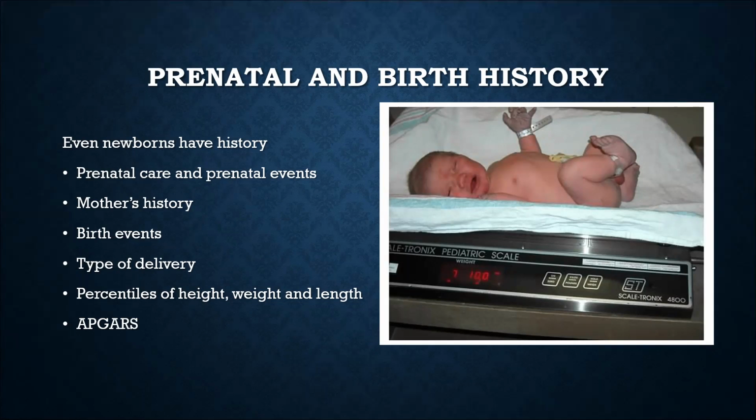Birth events: was it a healthy full-term delivery, any complications, type of delivery, C-section or vaginal. Percentiles of height, weight, and length are helpful to know if the baby is growing appropriately and meeting those milestones. And then APGARs are a helpful tool that stands for viability of the newborn infant. It's a 0 to 10 scale, 8, 9, and 10 being your ideal scores, 0, 1, 2, 3, 4 being less healthy newborn infants that may cause neurological complications later on.